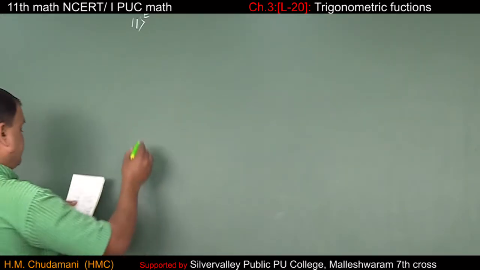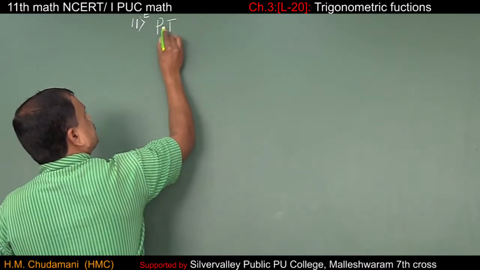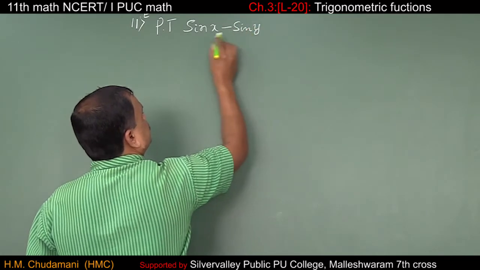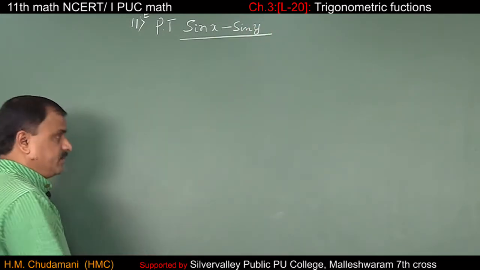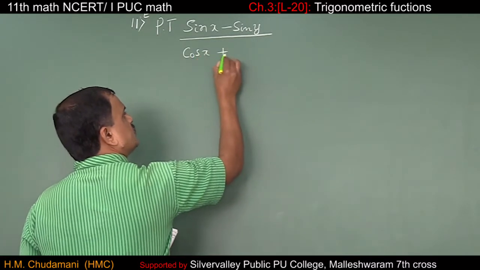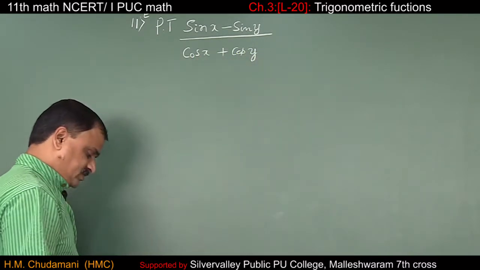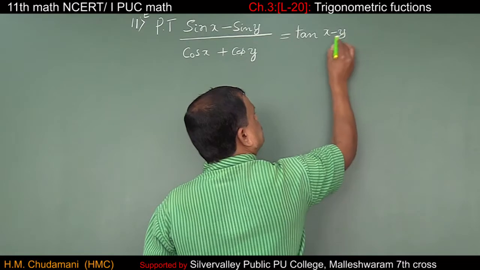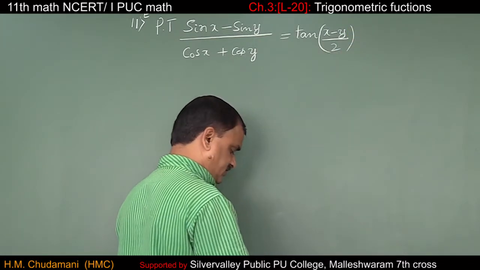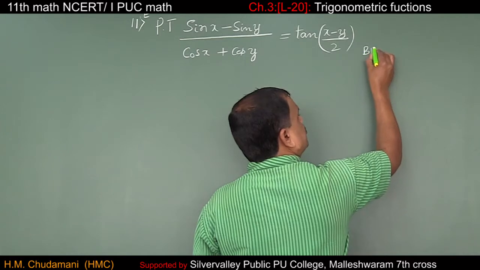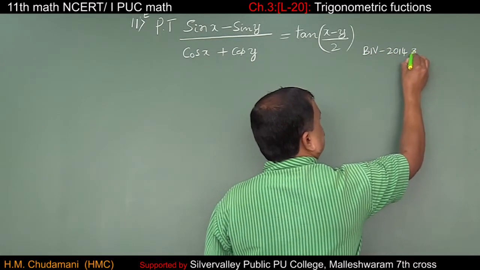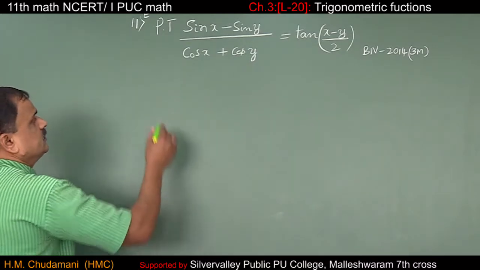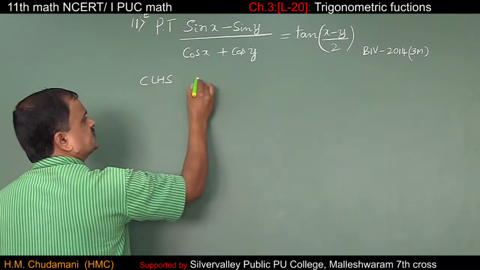Next, question number 11. Prove that sin x minus sin y divided by cos x plus cos y is equal to tan of (x minus y)/2. It appeared in the year 2014 North Zone paper in 3 mark section. I just take the left hand side to prove the RHS.